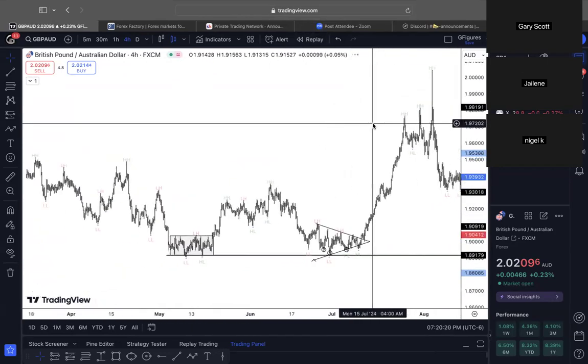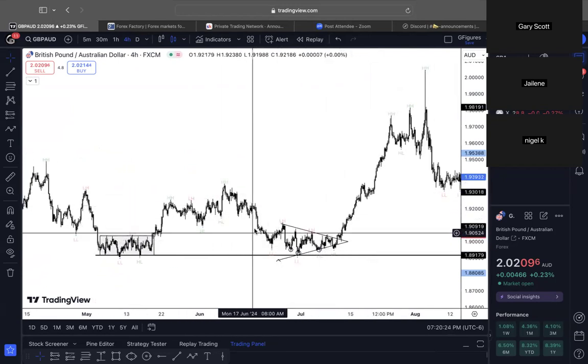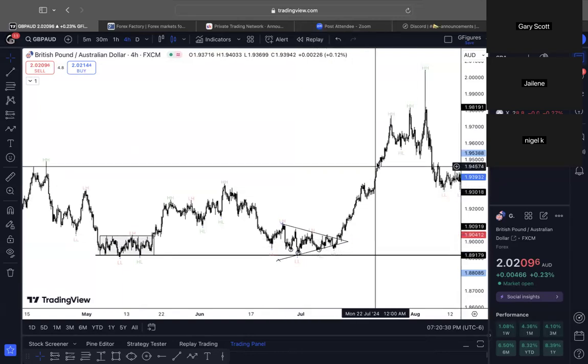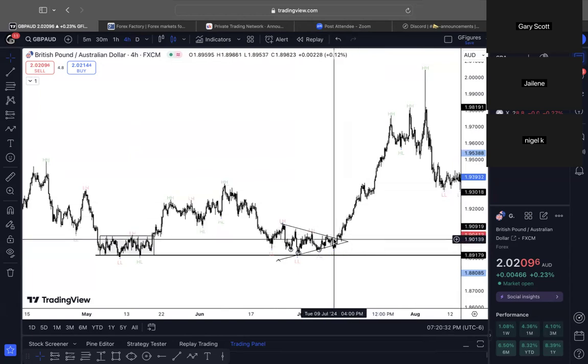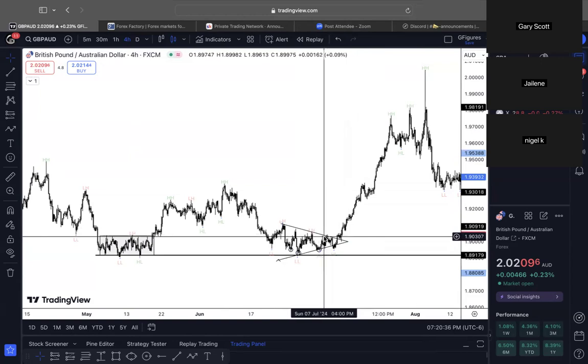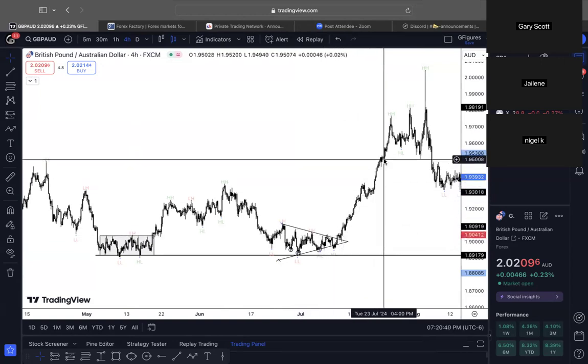Like, boom, right here. You see a symmetrical triangle come into play. You see how price was moving in the downtrend and it started to work inside of this symmetrical triangle. And then you see what happened with price, right? It ends up breaking above the structural level of this triangle. And then price took off.